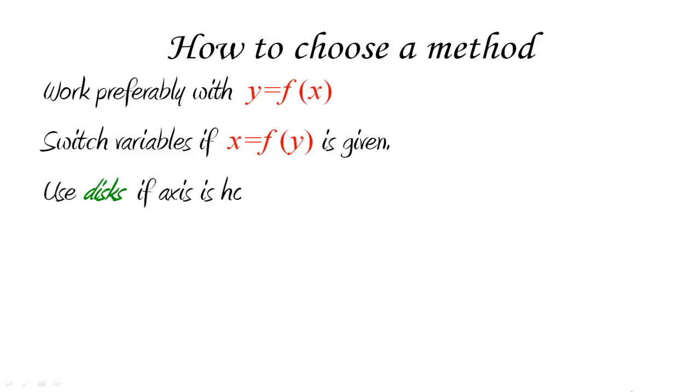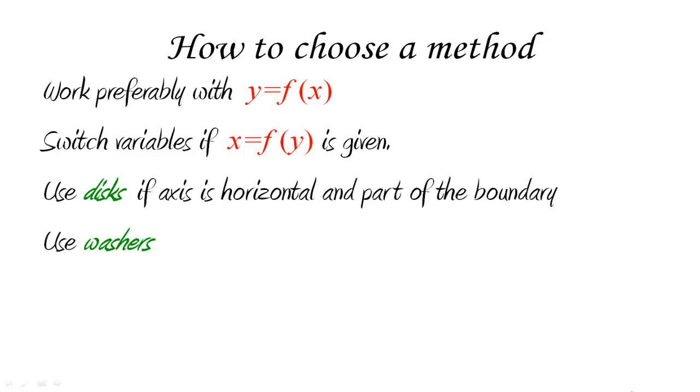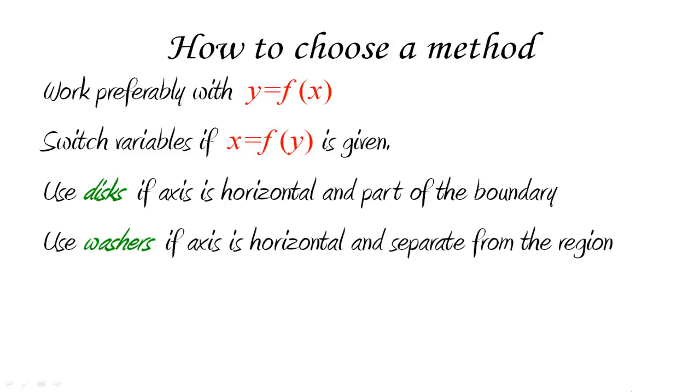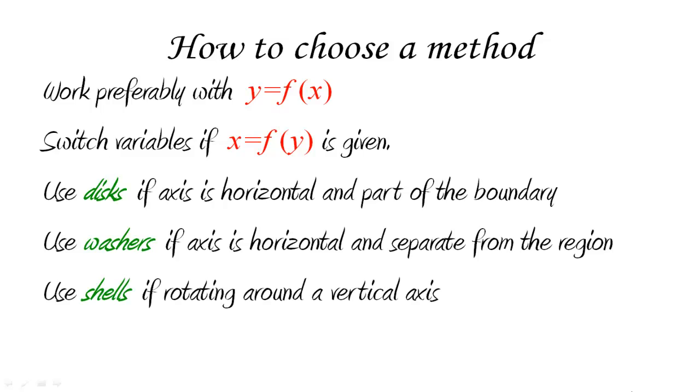Then use the disk method if the axis is horizontal and part of the boundary, because that's what you're going to get once you rotate the region around the axis: a whole bunch of disks. On the other hand, use washers if the axis is still horizontal and separate from the region, so that when you rotate, what you get is a bunch of washers. And finally, use shells if you're rotating around a vertical axis.